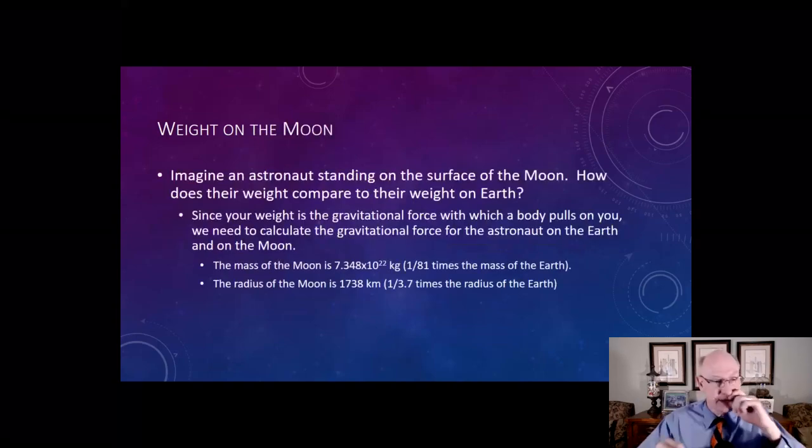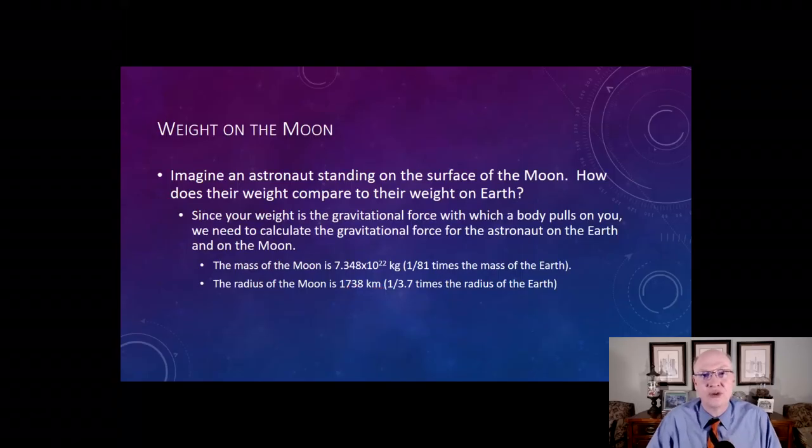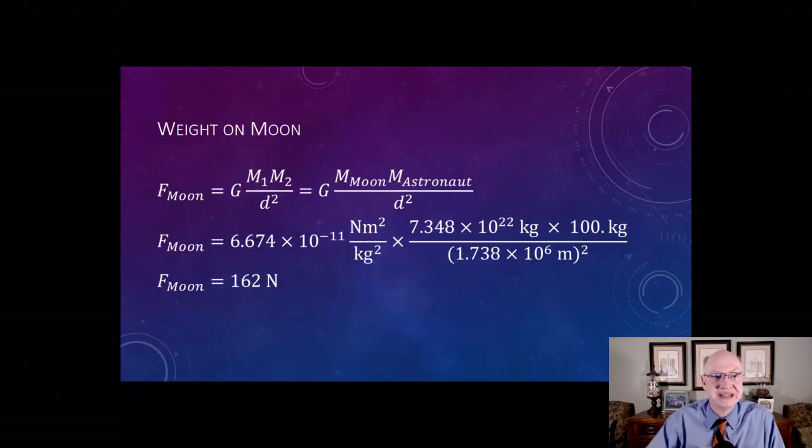Now, here I've given you the numbers. The mass of the moon is 7.348 times 10 to the 22 kilograms. It's about 81 times smaller than the mass of the Earth. And the radius of the moon is about 1,738 kilometers, which is about, we usually say roughly a quarter the radius of the Earth. So now let's plug those numbers in and let's calculate the weight of the astronaut on the moon.